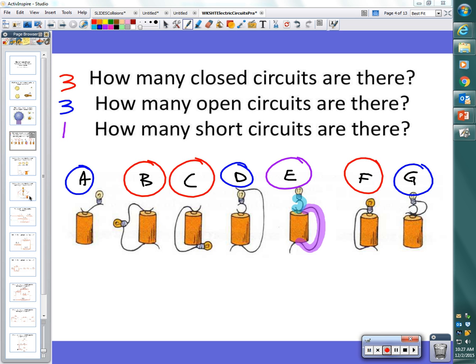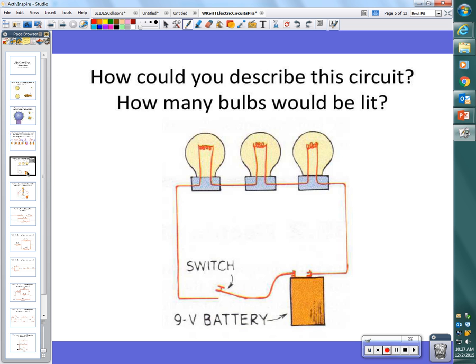All right, everybody, recording is started again. Let's talk about the next two questions. Oh, I should unzoom so you guys can see the whole picture. Two questions: How can you describe this circuit? How many light bulbs would be lit? Discuss with the person next to you. Go.